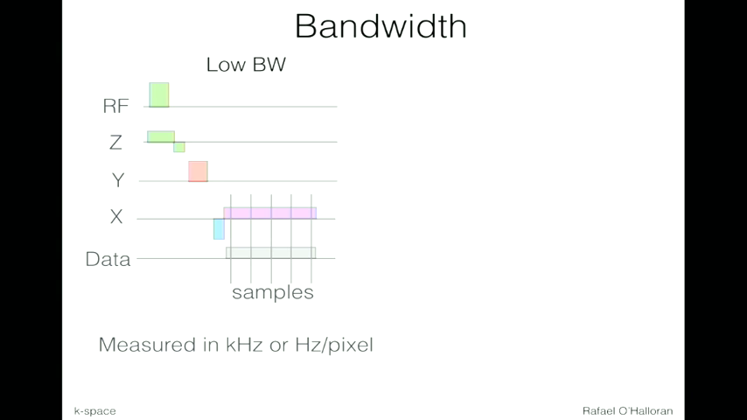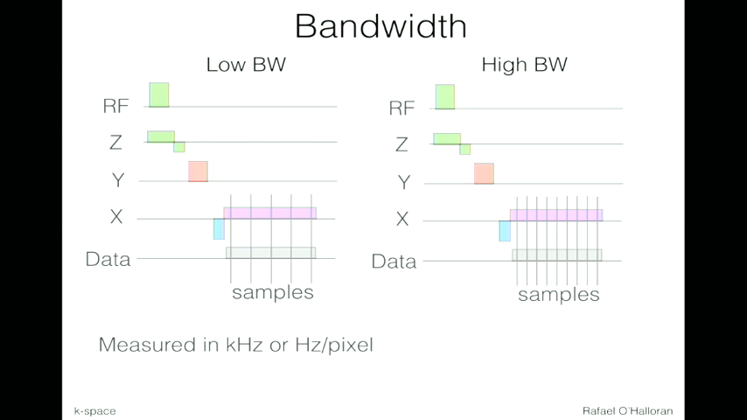So bandwidth, as I said, you are free to determine how you sample your signal along the readout direction. You measure this in kilohertz or hertz per pixel. This is just a frequency, so how often you do it per unit time, right? Hertz, one over seconds. Or sometimes they normalize it by pixel, which basically makes it the inverse of the readout length. Now, in the high bandwidth case, you can crank the bandwidth up, and then you get more samples per unit time, and you basically get more samples in the x direction.